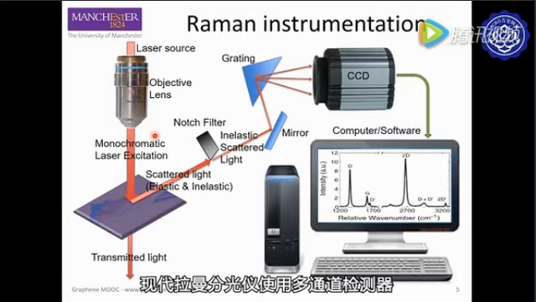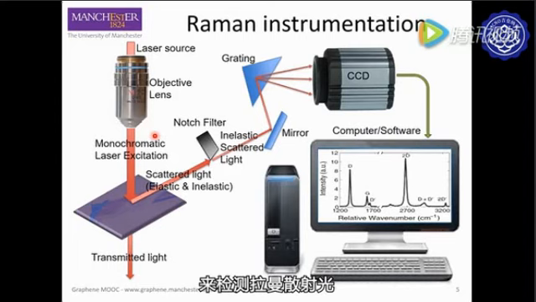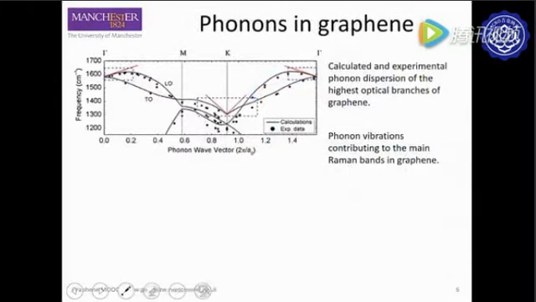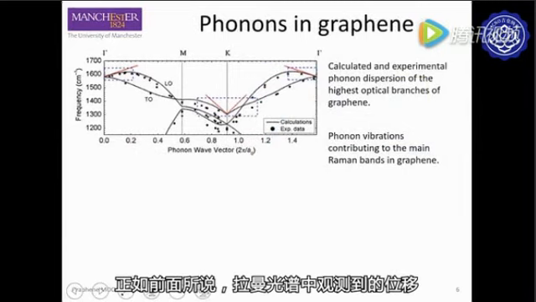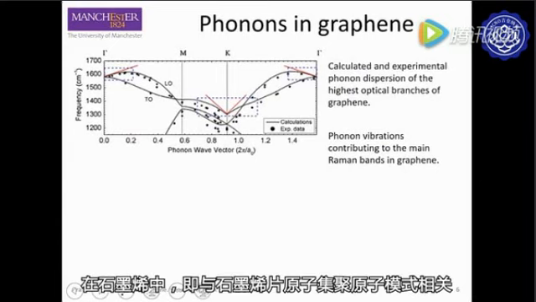Modern Raman spectrometers use multi-channel detectors like photodiode arrays, or more commonly a charge-coupled device or CCD, to detect the Raman scattered light. Older Raman spectrometers are likely to use photomultiplier tubes. As mentioned before, the shifts observed in a Raman spectrum are directly related to the vibrational modes of the molecules, or in the case of graphene, the collective vibrational modes of the atoms in the graphene sheet.